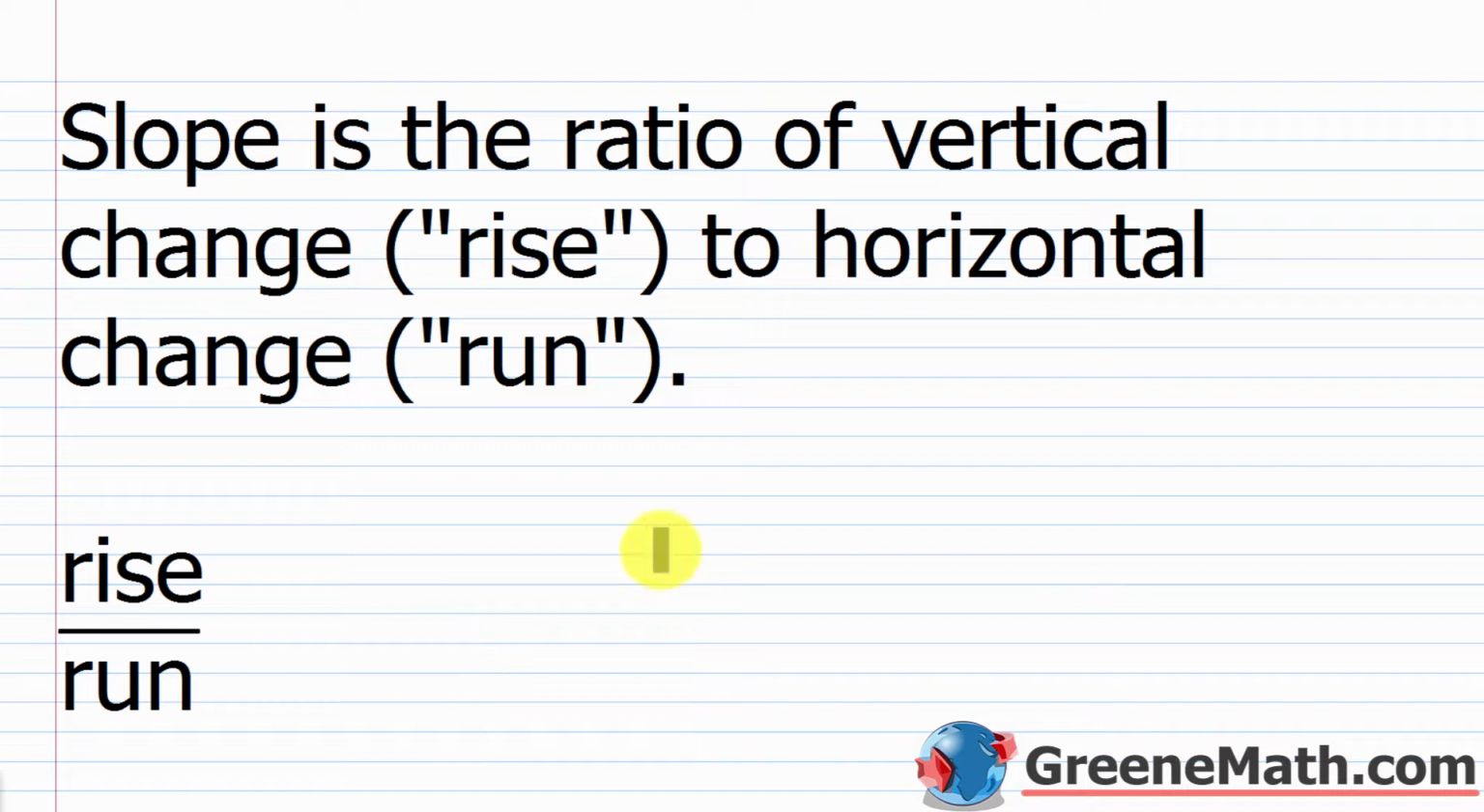Slope is nothing more than the ratio of vertical change, which is known as the rise, to horizontal change, which is known as the run. We're going to hear this for the rest of our life. Slope is the rise over the run. I want you to write that on a flashcard and memorize that. You're going to hear it over and over again, so you've got to know that.